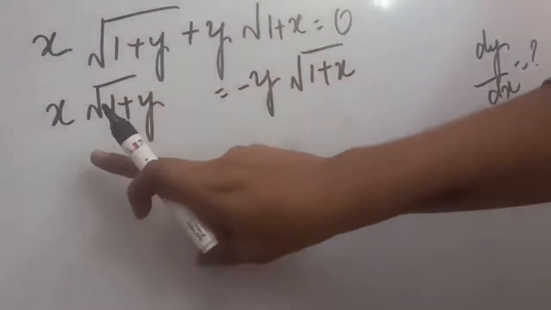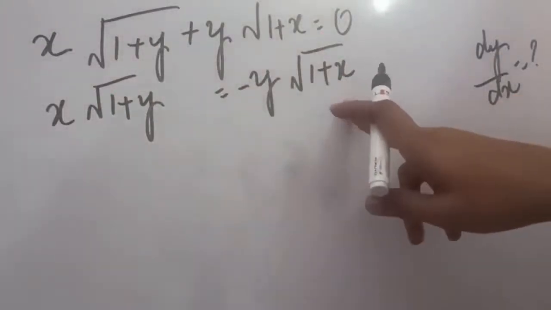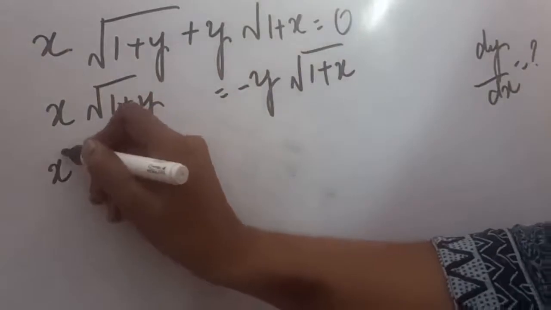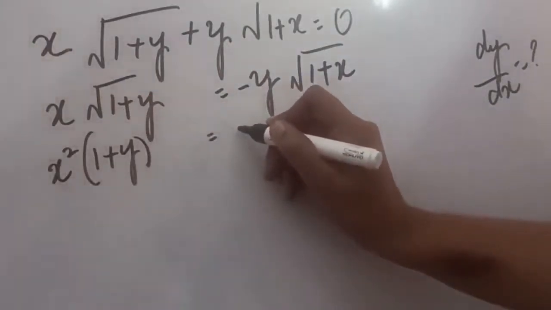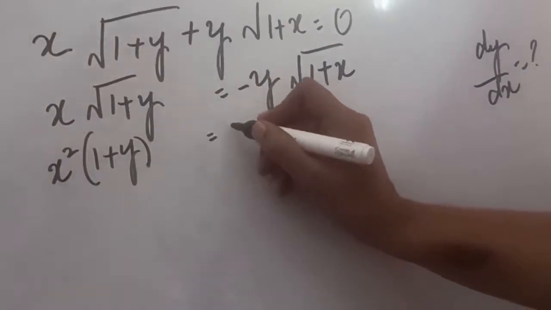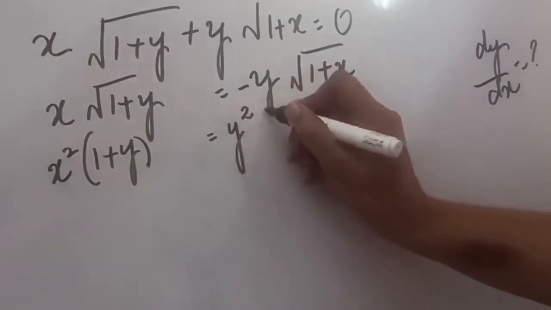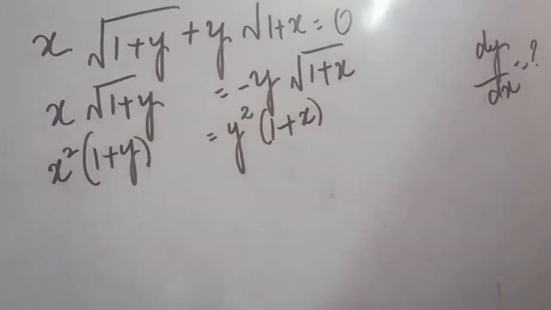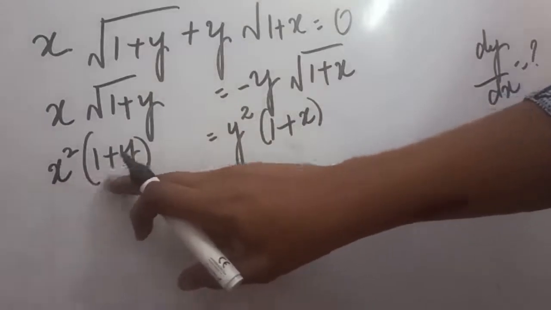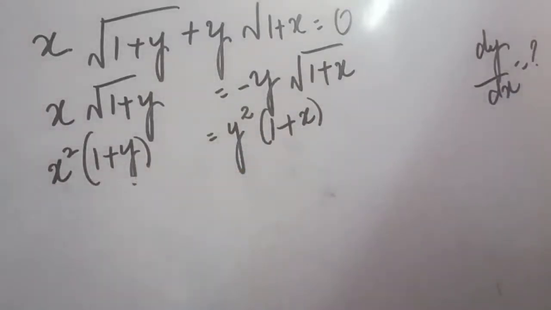Now you will write, squaring both the sides. When you square both the sides, it will be x square, and this under root will go off. Even on the right hand side, this minus sign will become positive. It will be y square and 1 plus x. It will be in this format. So now we can take the differentiation very easily. Now I hope you can understand these are two functions, so the UV rule, the product rule, will be applicable on both the sides.